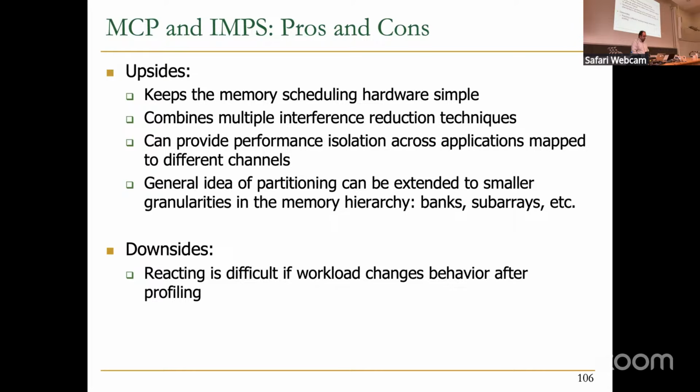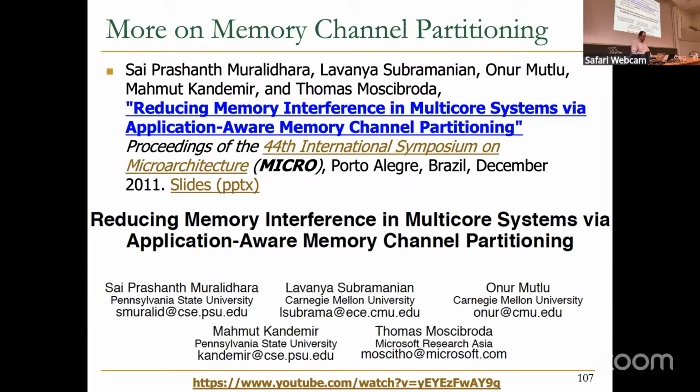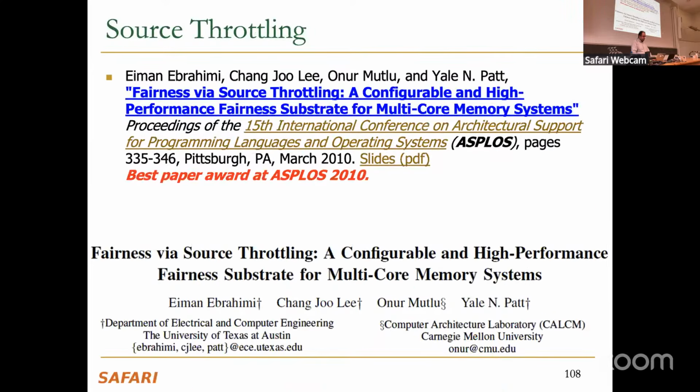If you do it in a more fine-grained manner, like at the subarray level, it might be easier to change. Specifically also benefiting from techniques like in-memory copy that we already discussed, like RowClone, LISA. So with that, you are potentially able to reduce the overhead of that. But in general, reacting is not easy when you do partitioning techniques. And overhead of moving pages between channels restricts the benefit, which I already also discussed. So here's the paper. If you're interested, you can check for more detail.